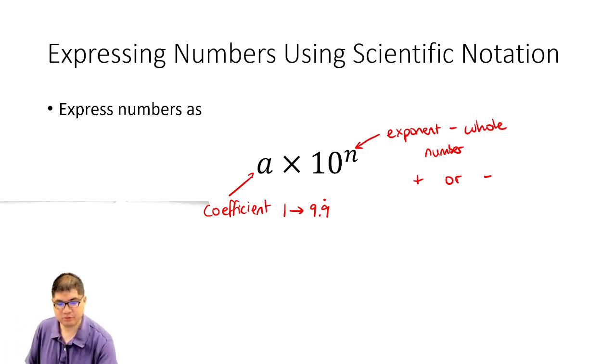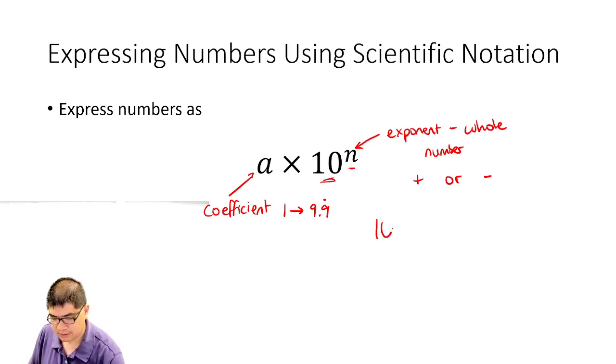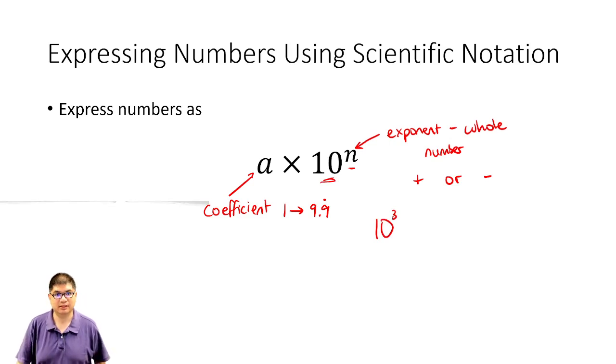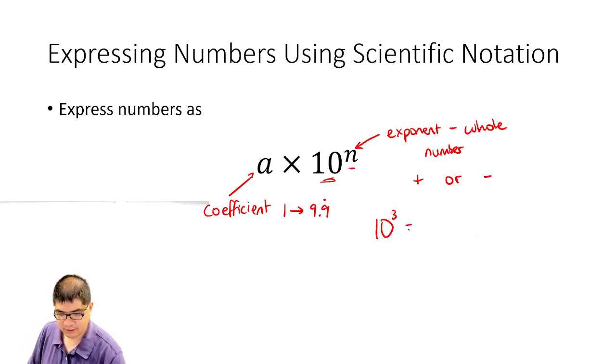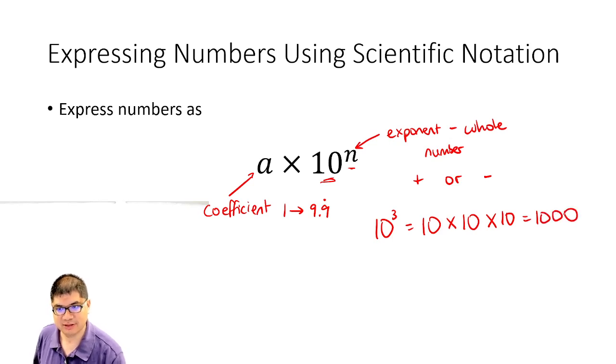You may need to recall that if I put an exponent over here, I mean that I'm multiplying whatever is here so many times. So for example, 10 to the 3 is shorthand for 10 times 10 times 10. I multiplied 10 3 times. And so that would be 1,000.